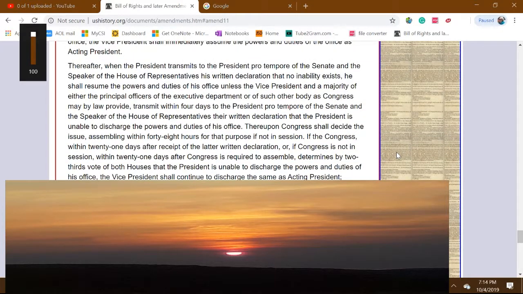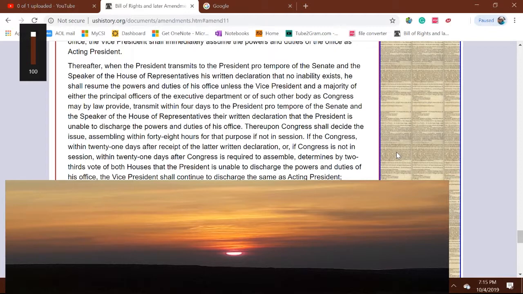Thereafter, when the president transmits to the president pro tempore of the Senate and the Speaker of the House of Representatives his written declaration that no inability exists, he shall resume the powers and duties of his office unless the vice president and a majority of either the principal officers of the executive department or such other body as Congress may by law provide, transmit within 4 days to the president pro tempore of the Senate and the Speaker of the House of Representatives their written declaration that the president is unable to discharge the powers and duties of his office.